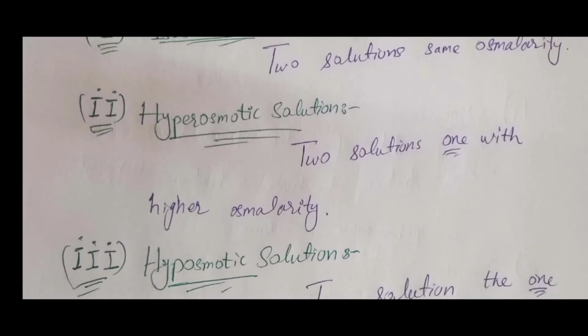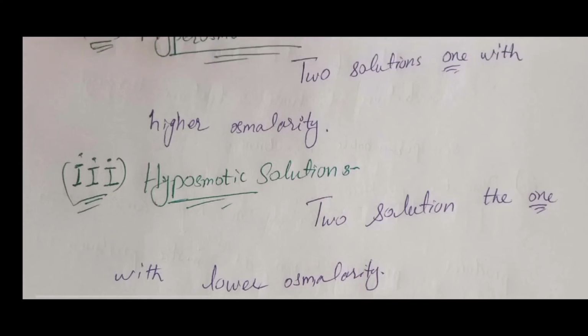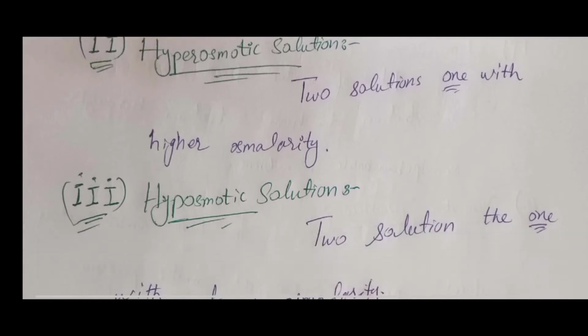The other is the hyperosmotic solution. If there are two solutions, one has a high concentration of the solute and the other has a low concentration, the solution with the higher concentration of solute is known as the hyperosmotic solution. The third one is the hypoosmotic solution. If one has a low concentration of solute particles and the other has a high concentration, the solution with the low solute concentration is known as the hypoosmotic solution. All these depend on the concentration of the solute particles in a solution.